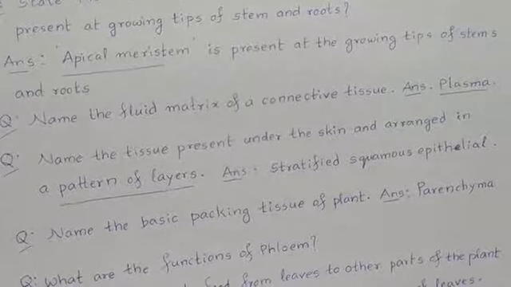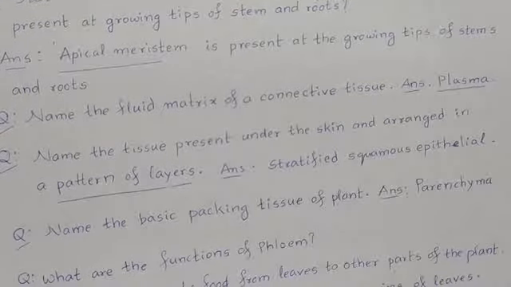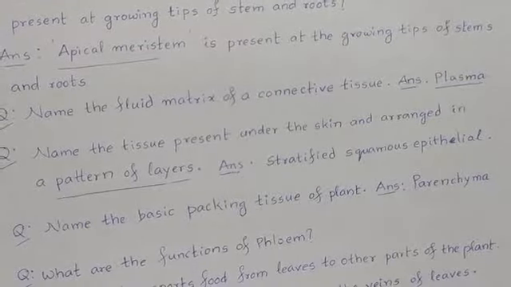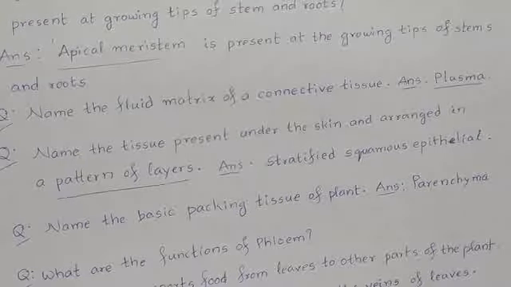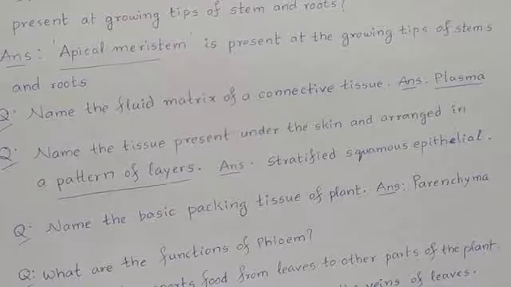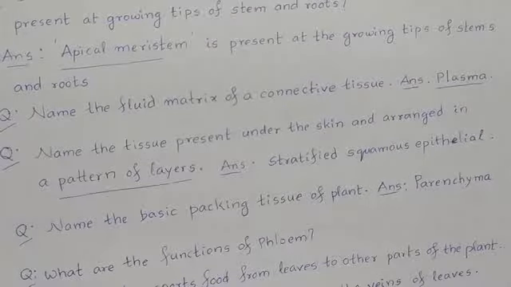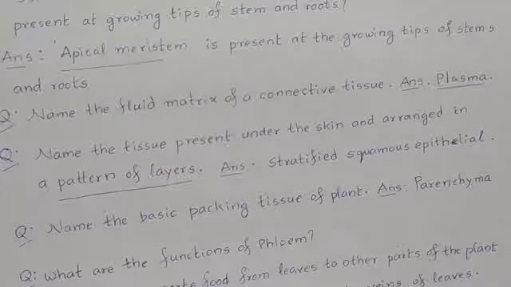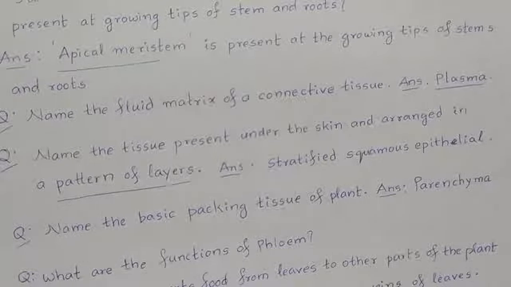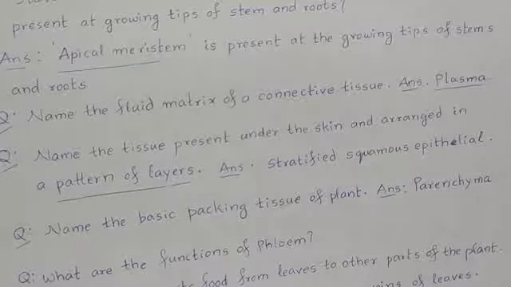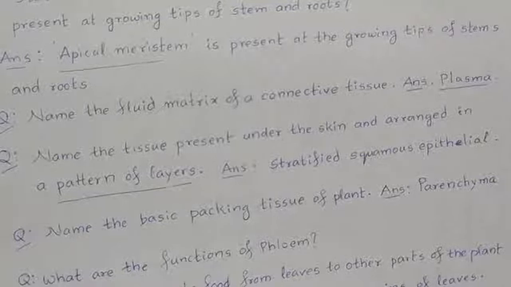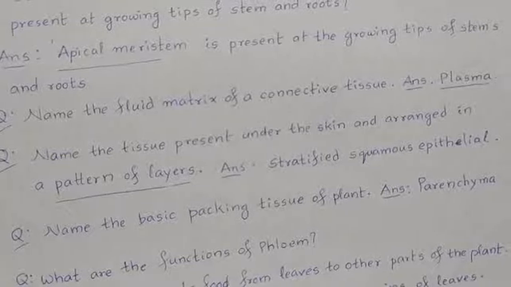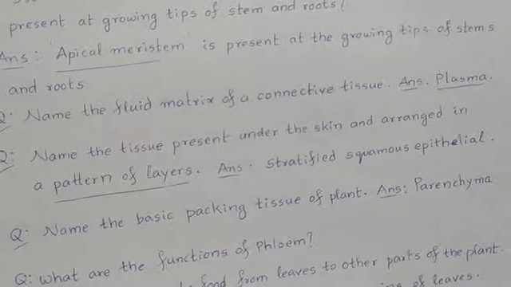Name the tissue present under the skin and arranged in a pattern of layers. Stratified squamous epithelial tissue. Strata means layers. So there are many layers of epithelial tissue present under the skin to offer more protection from various frictional forces or abrasive conditions. Name the basic packing tissue of plant. Parenchyma is the basic packing tissue of the plant.